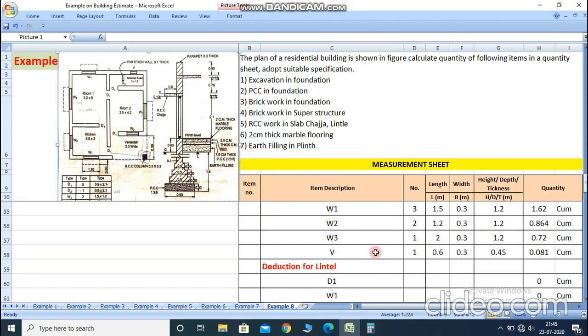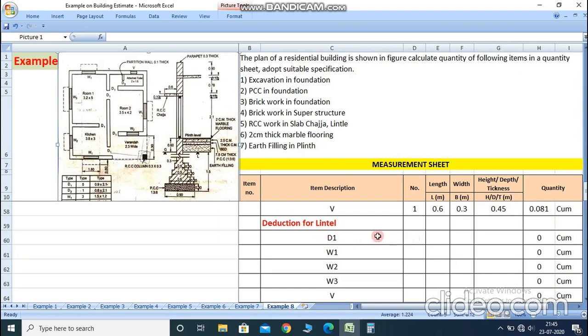Now the deduction of lintel. Here, for door and window, a lintel is compulsory. For the lintel, the door length D1 is 0.9, clear. Taking door D1 as an example, the width is 0.9, and on both sides the lintel rest is 15 centimeter and 15 centimeter, meaning 0.30 extra length of the lintel is included in the door length.